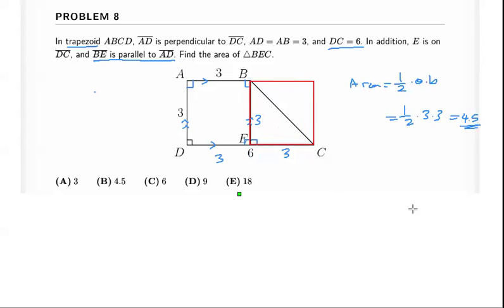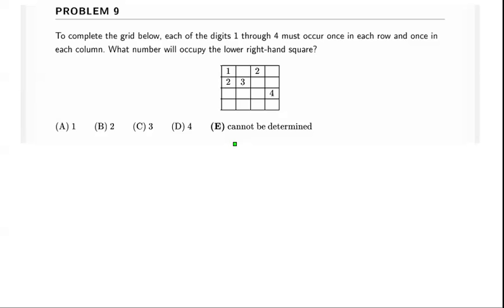So you can kind of think of it that way as well. So that's choice B. Let's see. I think this is straightforward as well. So what we are given, let's read the question carefully.